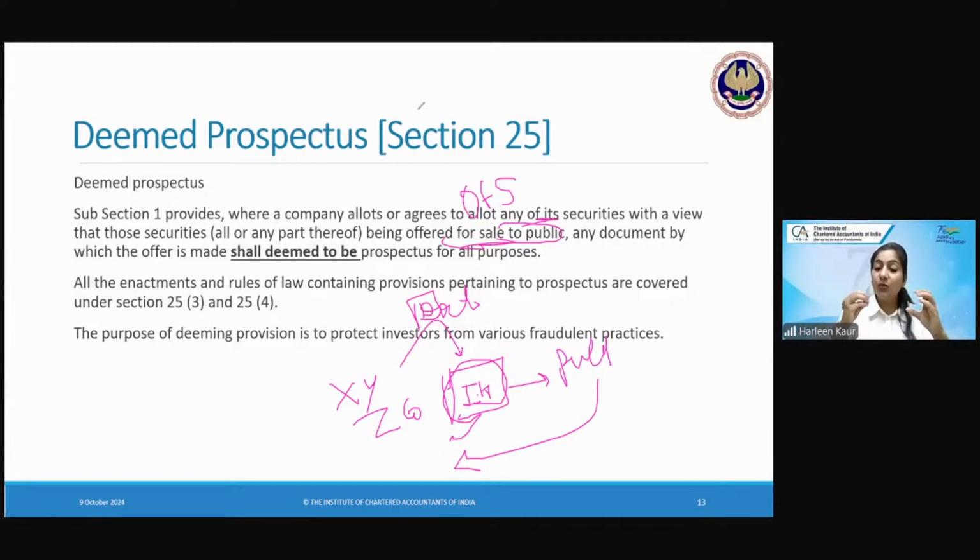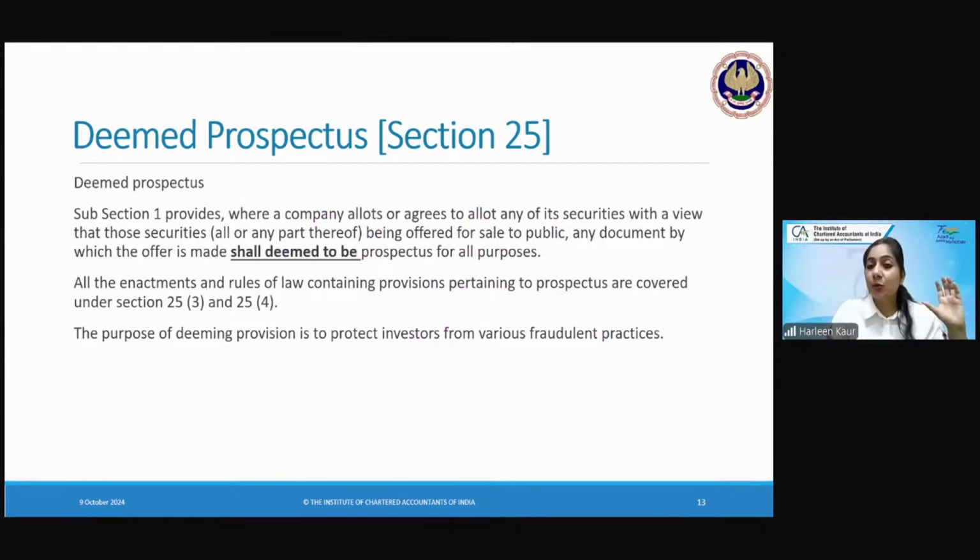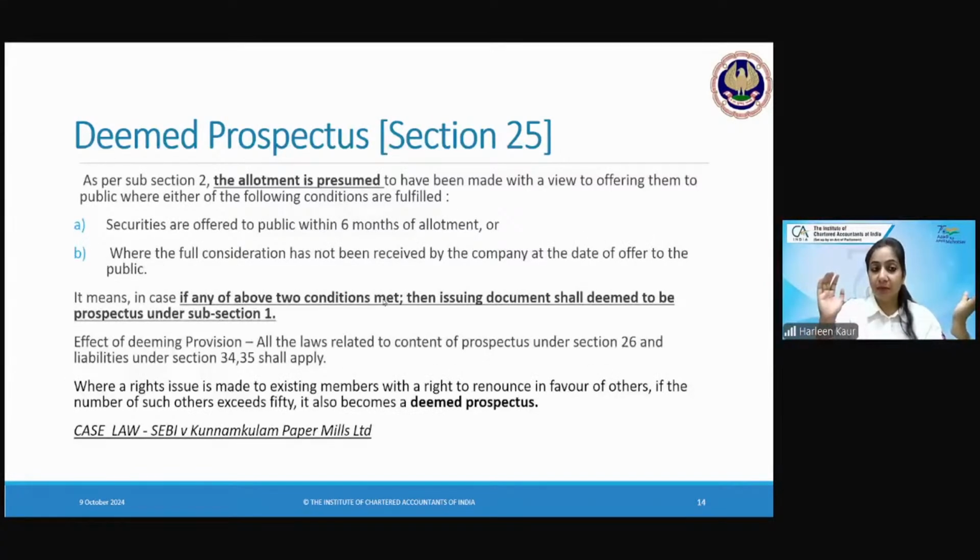Now this issuing house will issue the document. What will this issuing house do? It is an intermediary between the public and the company. They will go and make an offer of securities to the public on the basis of the document. This document, on the basis of which they are making the offer for sale to the public, shall be deemed to be a prospectus in all respects. We are just trying to protect the interest of the investors from any fraudulent practices. Basically, it says all the provisions of prospectus will become applicable the moment this issuing house issues this document to the public for taking up the shares.